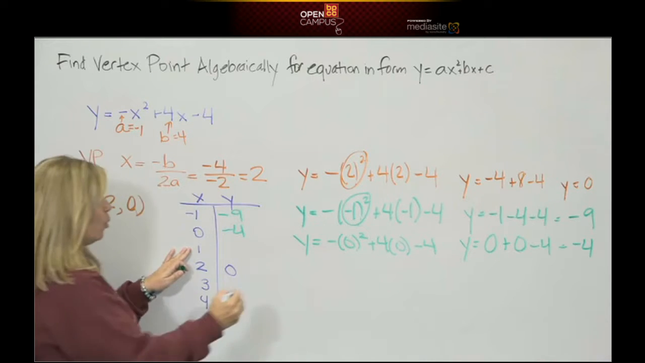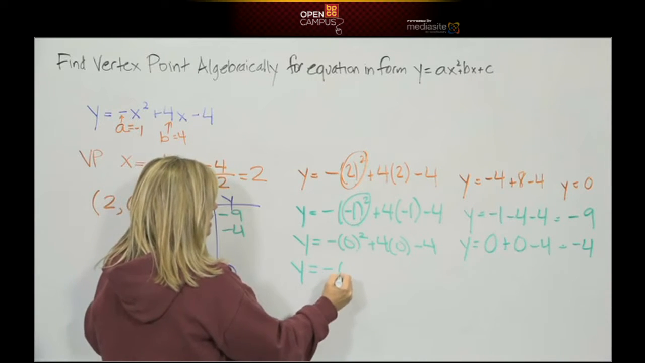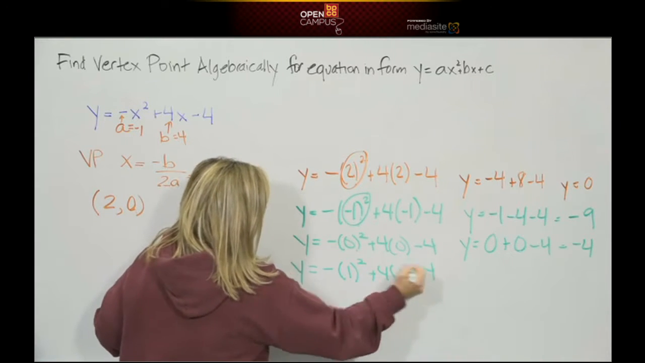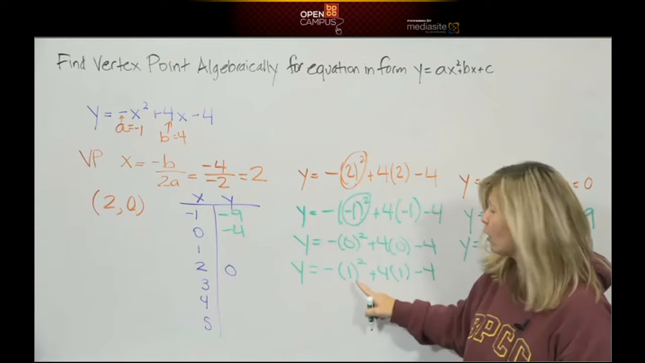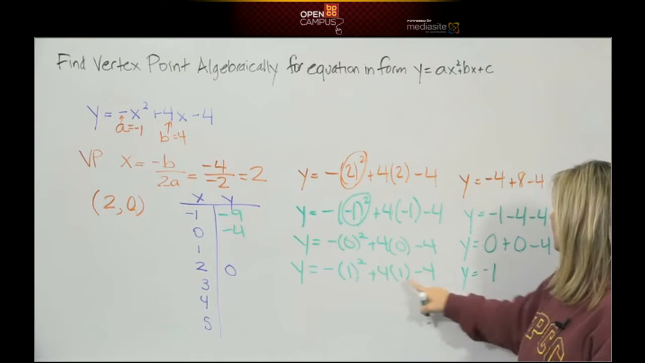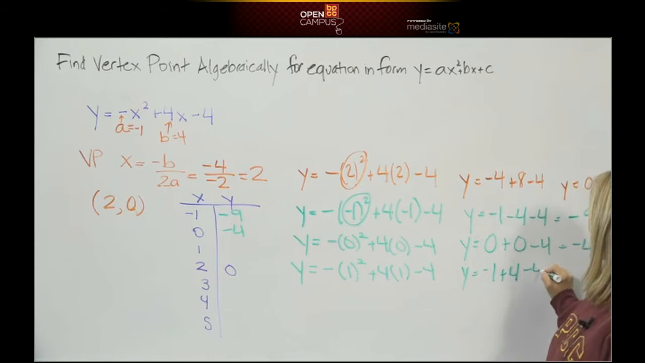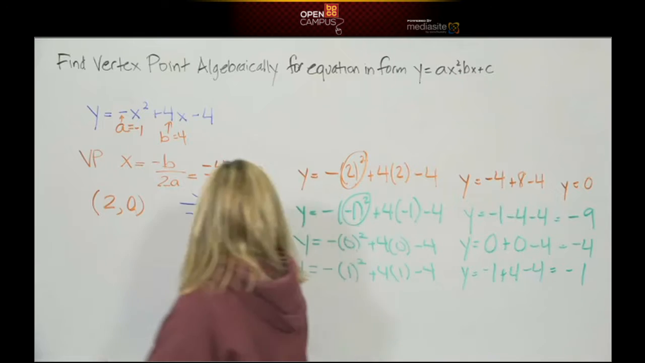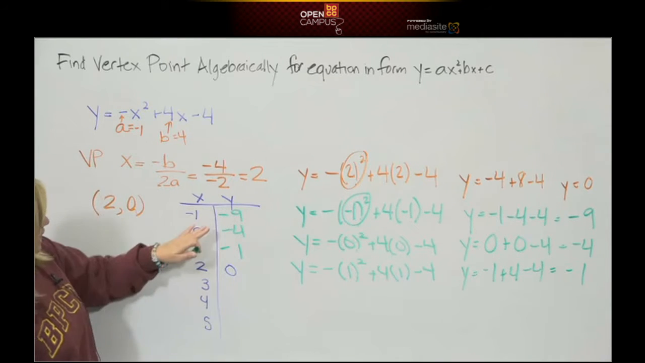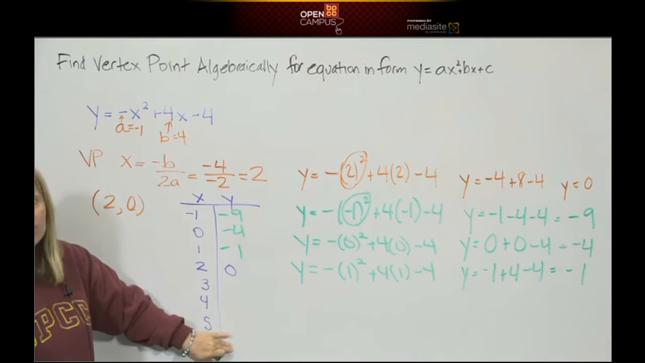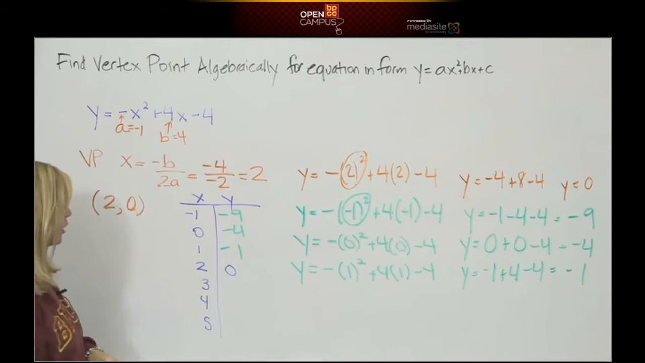I would substitute in 1. Y equals negative 1 squared plus 4 times 1 minus 4. I'd square first. 1 squared is 1. 1 times a negative is negative 1. 4 times 1 is 4 minus 4. Well, I know 4 minus 4 is going to cancel and make 0, so this is going to leave me negative 1. Now, here's the important thing. If these 3 y values are negative 9, negative 4, and negative 1, so should these 3 y values. So let's make sure, let's check.